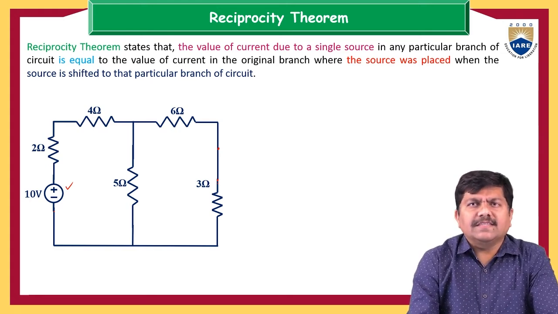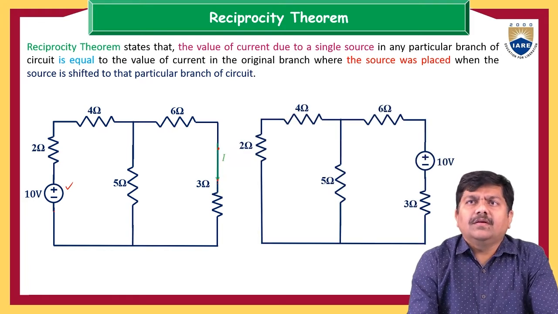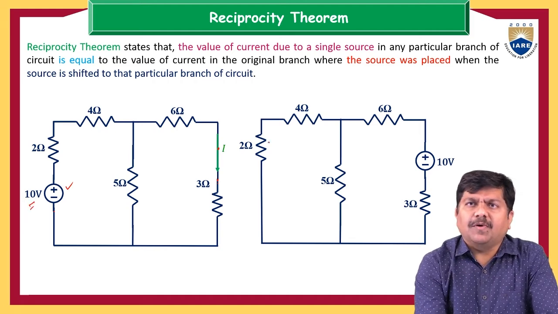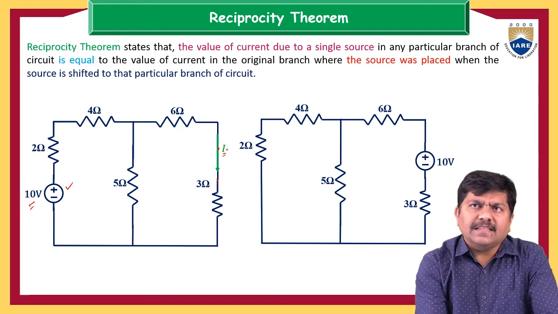Now, see, that's the same thing. Let us examine it with some animation. In the first case, this 10 volts will have some response, and the response is nothing but the current I. I am going to examine the performance of this 10 volts in the 3 ohm resistor. So, that current is I. So, what is this I? I is the response at the 3 ohm resistor because of this 10 volt source.